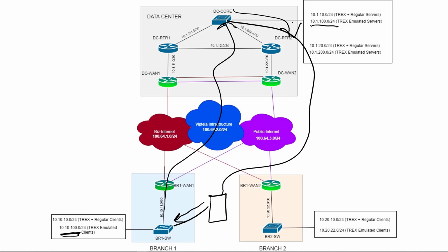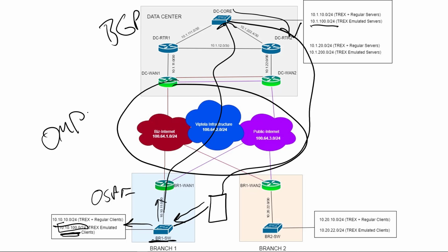So in order to get this subnet 10.10.100 advertised, we don't have any kind of routing protocol on the T-Rex or anything. What we're going to need to do is on this branch switch create a static route that is pointing at the IP address of the T-Rex. So we'll inject this 10.10.100 route into the network that way, and say that the next hop is the T-Rex itself. Now at the branch, we're running OSPF. At the data center, we're running BGP. And then of course, across the fabric, we are running OMP.